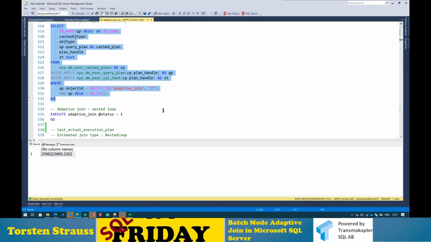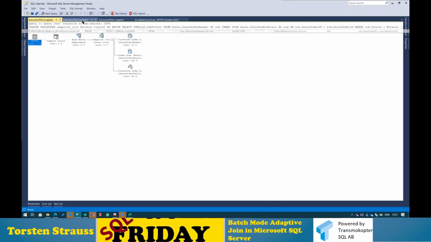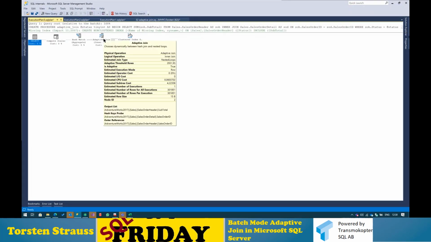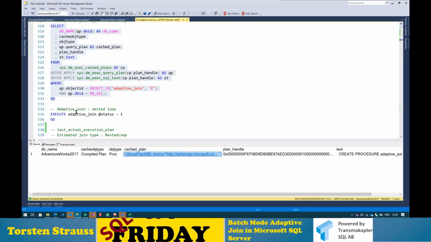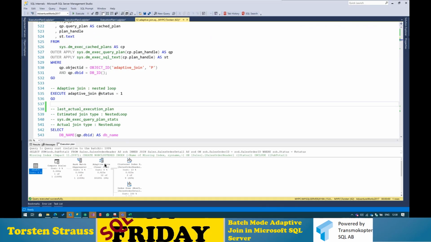When I now use the information which I have in the procedure cache, I only see one plan here, and I only can see the estimated, but not the actual join type. Let's go down. This time we have a nested loop, but again, if I go to the procedure cache, I do not have the actual. I only have the estimated join type.